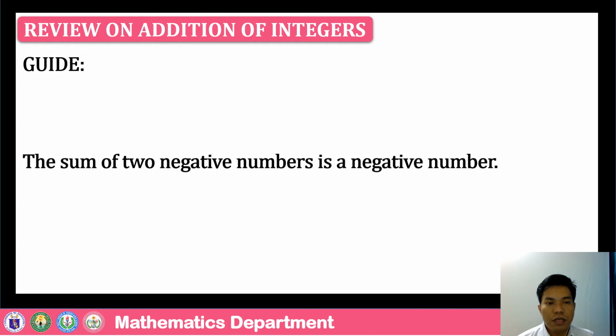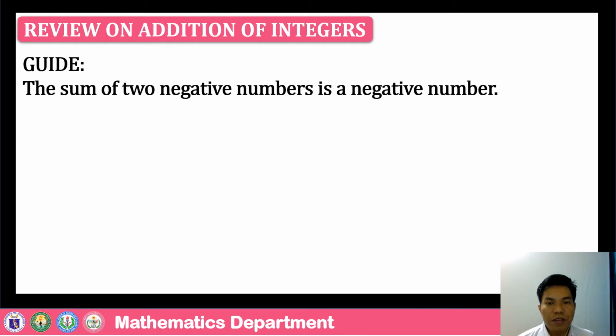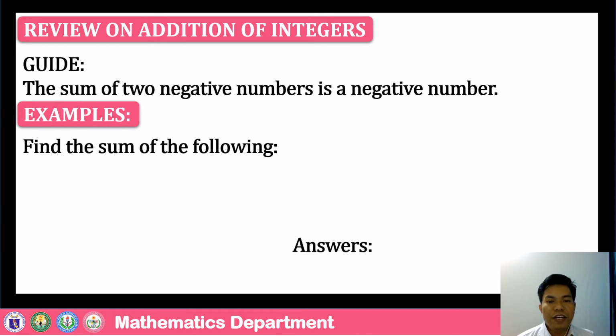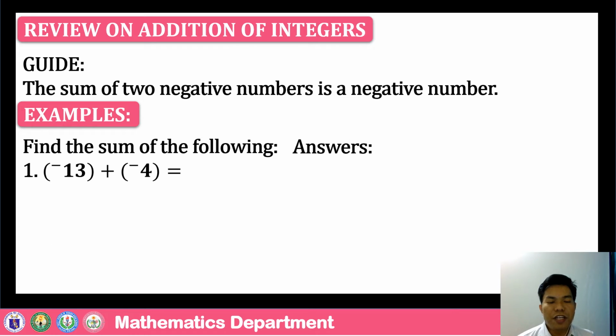Ang next naman natin na guide in adding integers ay ito. The sum of two negative numbers is a negative number. Ibig sabihin lamang na kapag nag-add tayo ng dalawang numbers na parehong negative, ang kalalabasan nito ay isang negative number din. Halimbawa, find the sum of the following. For number 1, negative 13 plus negative 4. So, kagaya ng nakalagay diyan sa ating guide, ang magiging result nito ay negative. So, for number 1, the answer is negative 17.